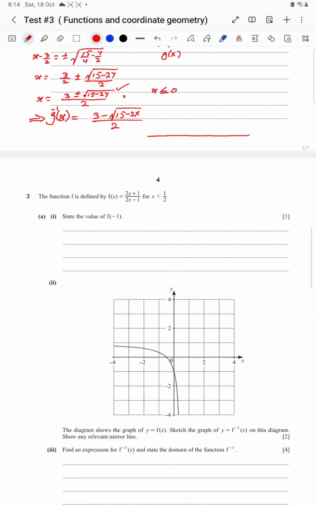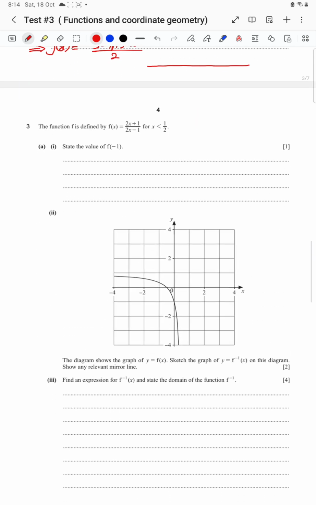Okay. Now question number 3 states: The function f is defined by f of x is (2x plus 1) over (2x minus 1) for x less than 1 by 2. State the value of f of minus 1. So f of minus 1, replace x with minus 1. We will get 2 times minus 1 plus 1, over 2 times minus 1 minus 1. It will be minus 1 by minus 3. So I can write this is equal to 1 by 3, a 1 mark question. I hope it's clear. Very easy.